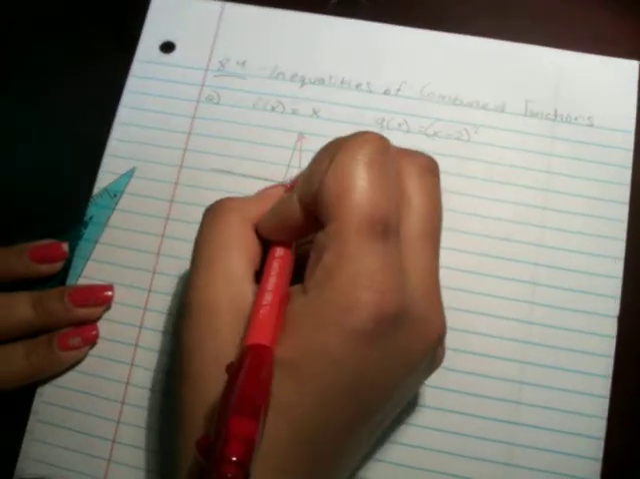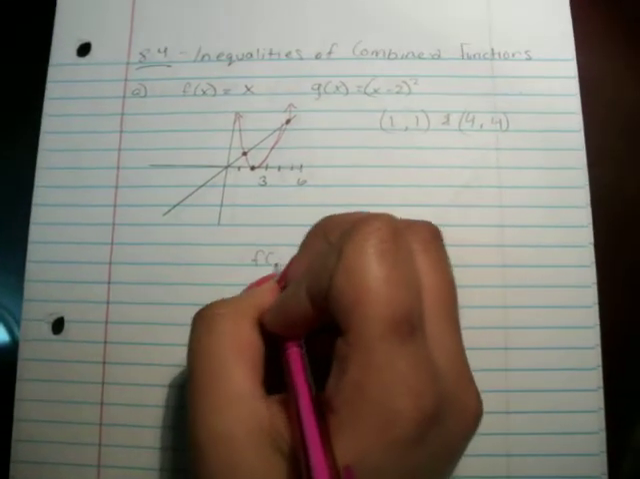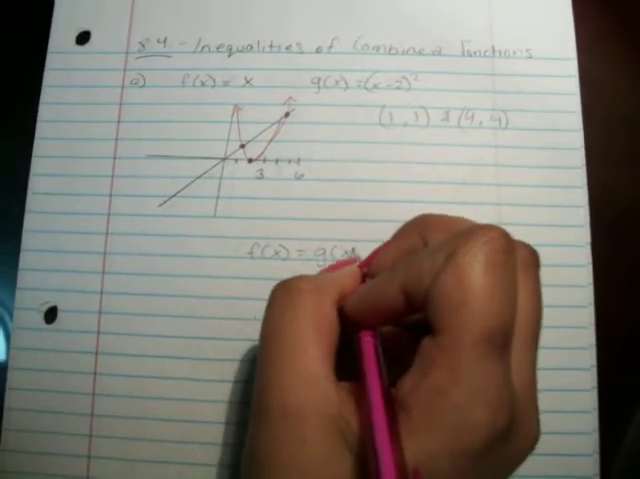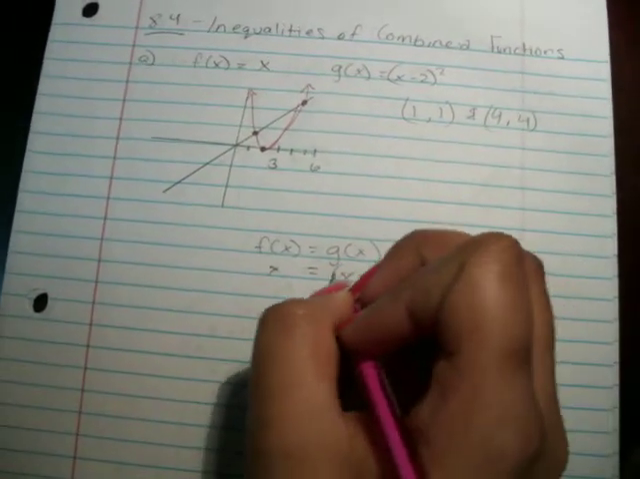So as you can see, it intersects at 1 and 4. So the intersections would be (1, 1) and (4, 4). And you can also check this algebraically. So f of x equals g of x. So x equals x minus 2 squared.